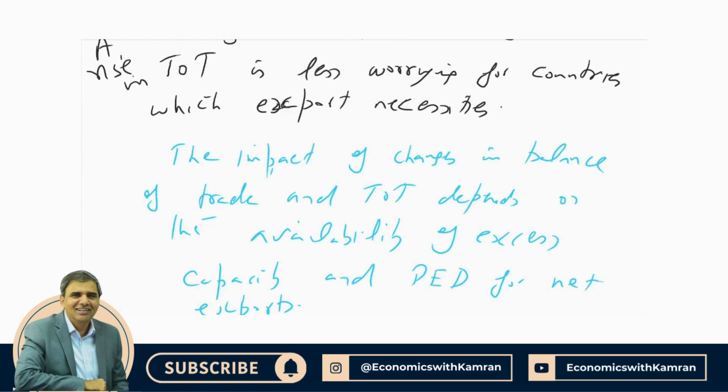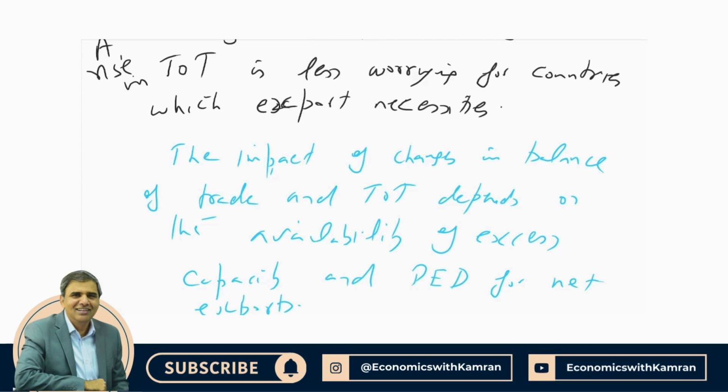So if balance of trade rises, if exports rise faster than imports, that may not be a cause of worry if the economy has excess capacity. But if exports rise faster than imports and there is extra additional aggregate demand for the economy and there is no excess capacity, that may trigger demand pull inflation. In that case, the country may be worried. So it depends on the excess capacity whether the country should be concerned or not when balance of trade rises.